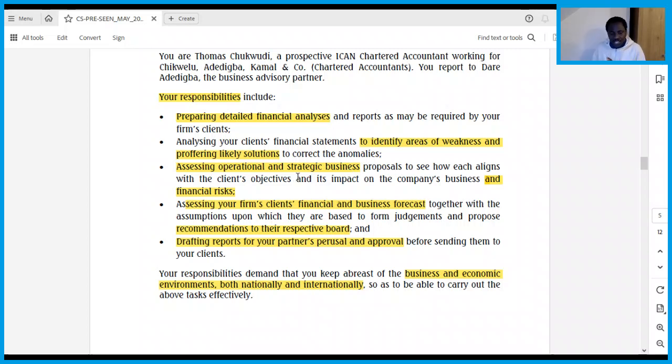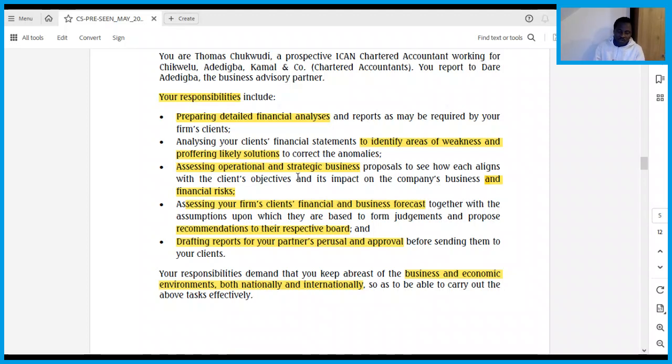So you have to assess operational and strategic business environment and the like, and financial risk. And as we continue, I'm going to tell us why this financial risk is coming up. Also, it's your responsibility to assess your firm's clients' financials and business focus or the budget of the organization. Of course, you have to make a recommendation to your prospective board, that is the board of your clients.